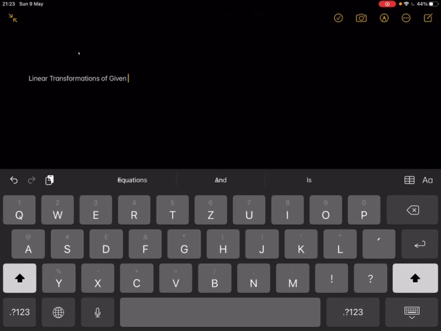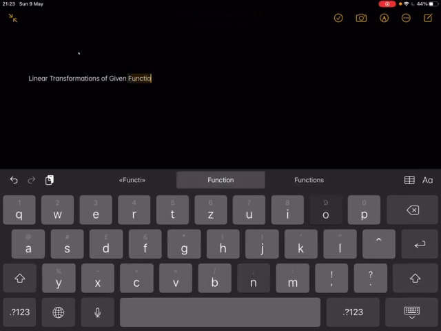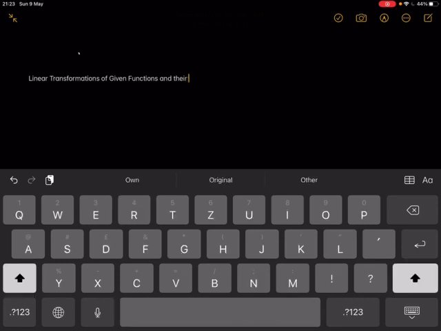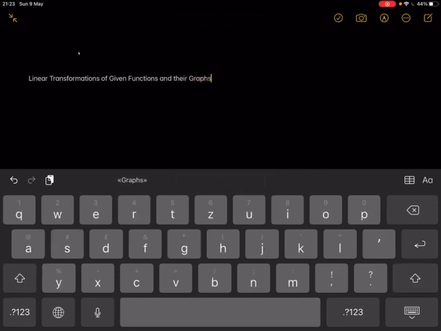Linear transformations of given functions and their graphs. This is a very quick topic.